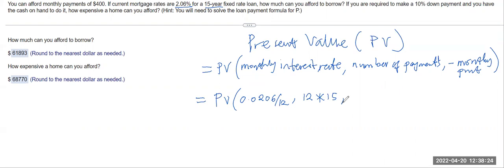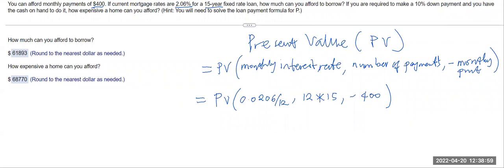So if you want to know how many payments you're going to make over 15 years, you have to multiply 15 by 12. Is that okay? That will give you the number of individual payments you're going to pay until you pay off the entire mortgage. And now you minus the monthly payment of $400. Now, for purpose of closure, let me open Excel, and then we put this function in Excel and see if you'll be able to get the answer.